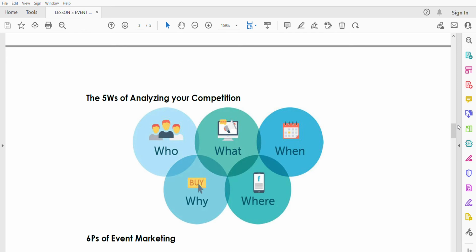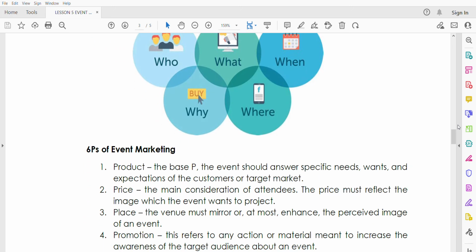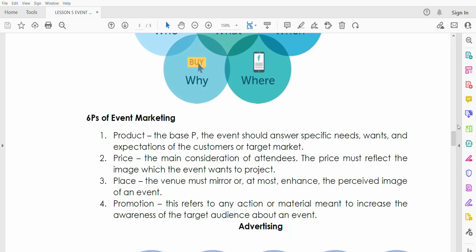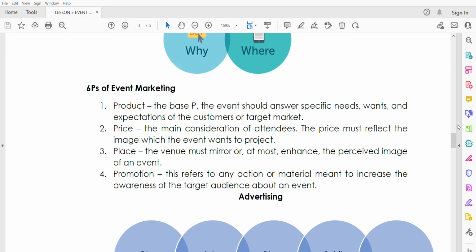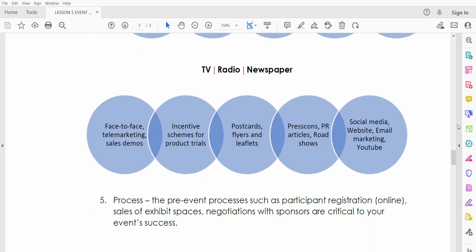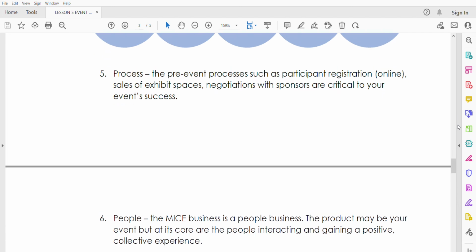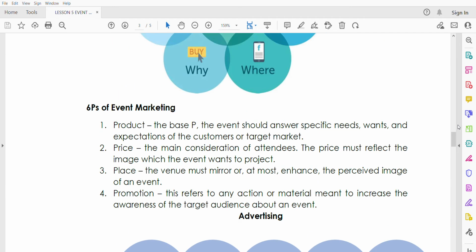For the 6 P's, this is kuha na naman marketing. But ibutang na to siya sa events perspective. We still have product, price, place, promotion, process, and people. So the product here pertains to the event. This is the base P. The event should answer specific needs, wants, and expectations of the customers or target market.